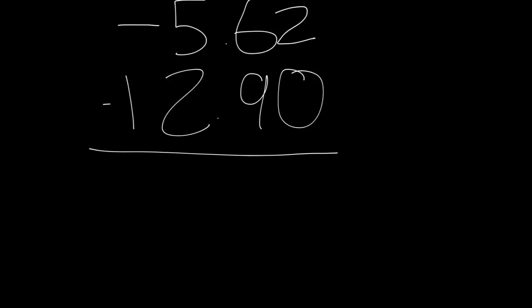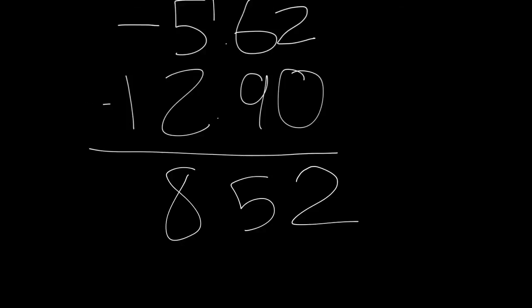To add decimals, you will line up the decimal point and add normally. 2 plus 0 is 2. 6 plus 9 is 15. Put up the 1. 5 plus 2 plus 1 is 8. And 1 plus 0 is 1. You will keep it negative, and you will bring your decimal straight down.